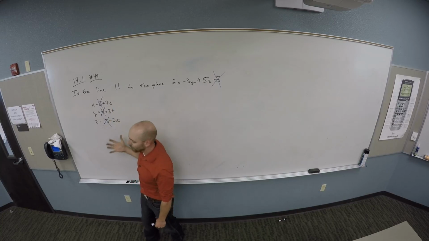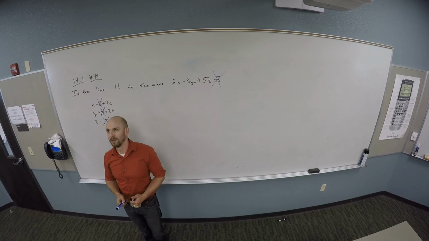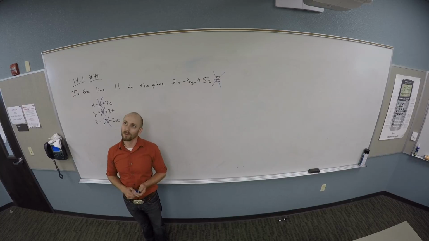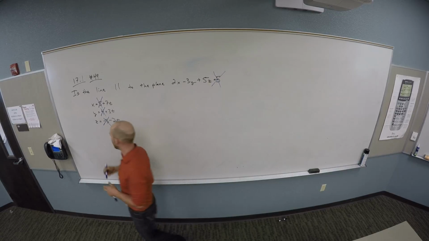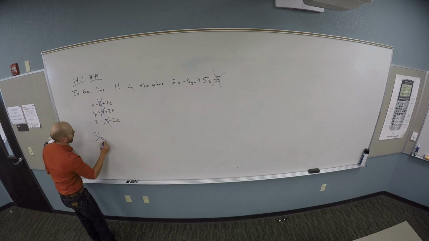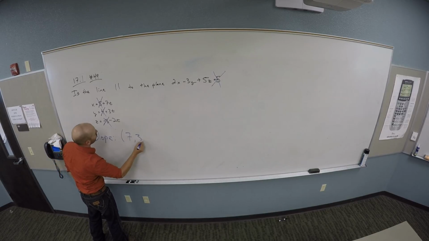Is the line parallel to the plane? What do I need to look at? Are the slopes the same? So this thing definitely has a slope, right? What's the slope of this line? 7, 3, -2. Okay, so the slope of this line is 7, 3, -2.